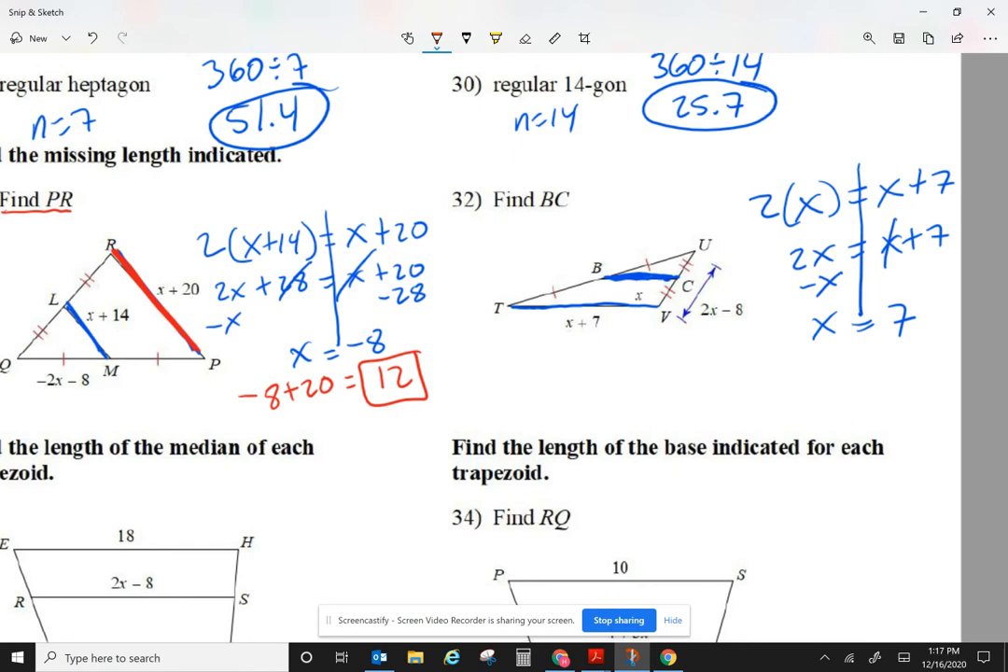I'm asking you, find the measurement BC. You notice BC is the mid-segment, which happens to be x. I know x equals 7, so I'm going to say that is 7.